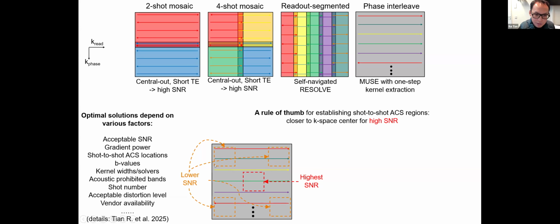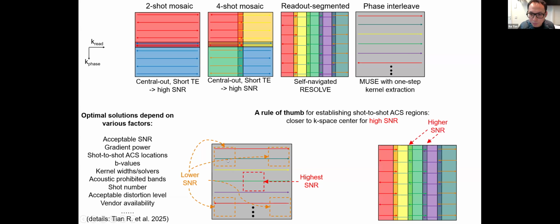And when the b-value increases, with these low SNR values, you basically cannot do that much kernel operation there because the SNR is too low.